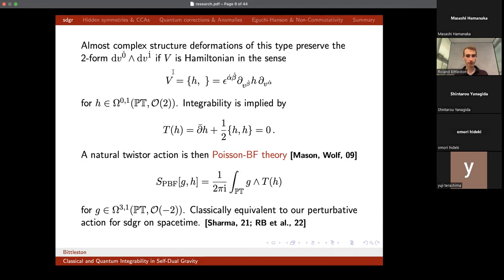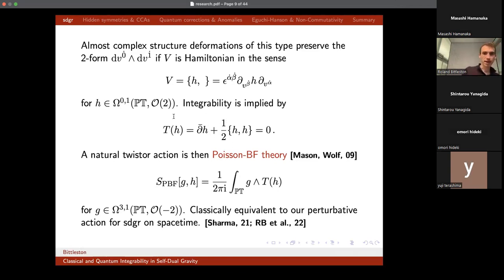That's going to determine a Hamiltonian almost complex structure deformation. Integrability of that complex structure then follows as a consequence of the vanishing of this curvature-like object that I called T of H. So it's very similar to the kind of curvature we'd write down for, say, a partial connection on a G-bundle. The difference is that this isn't Lie algebra valued now.